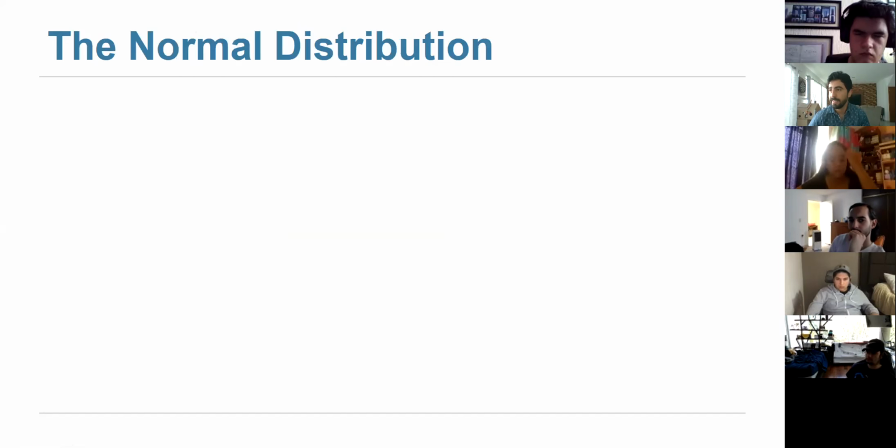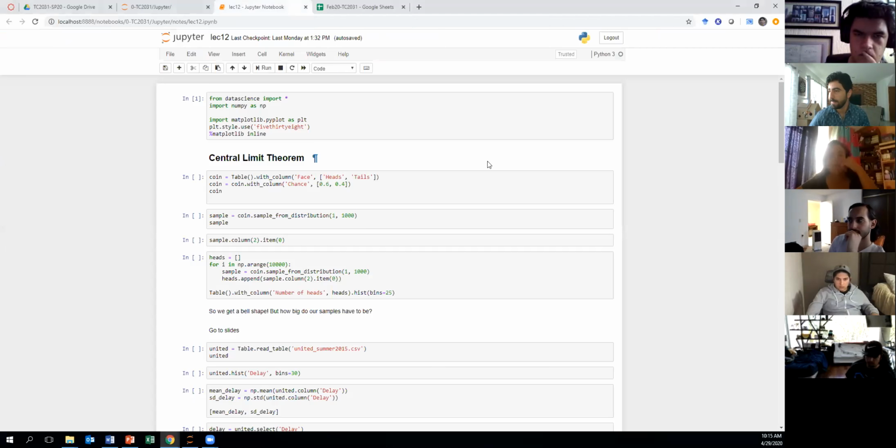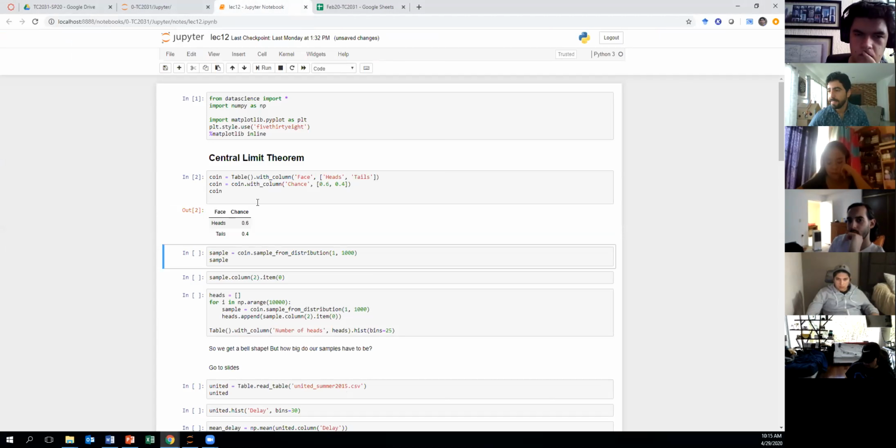Today we're going to see one more example. So let's have this table of an unfair coin. I just decided we have heads and tails, but the chance of the head is higher than the chance of the tail. If I take a sample of, say, 1,000 from this, if you remember, the sample-from-distribution function takes a sample from this table considering our chances. That was a special type of sampling.